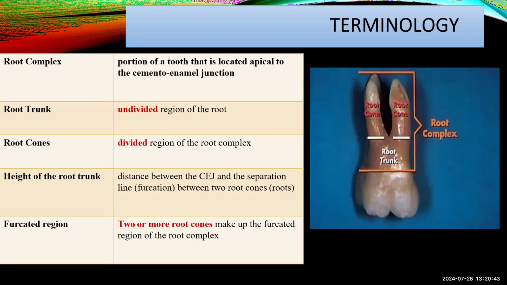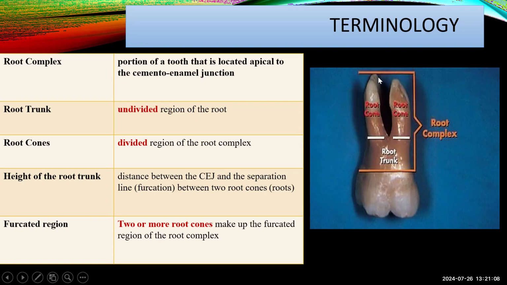So we have to get used to certain terminologies before going on to further treatment planning or diagnosis of furcation. This is mainly related to the tooth as well as the root. So first of all, what is the root complex? It is the portion of the tooth that is located apical to the CEJ, as you can see in this. Then the root trunk is the undivided region of the root.